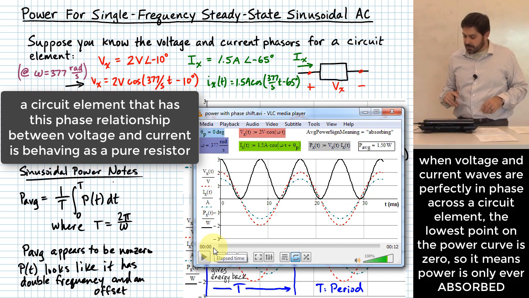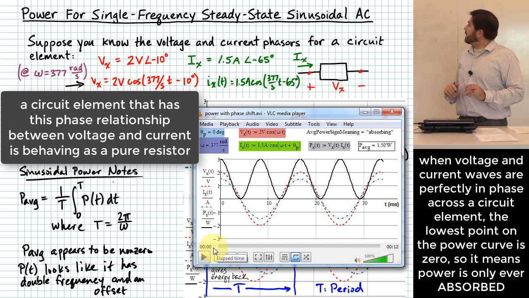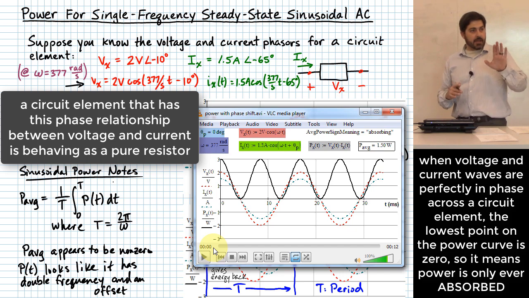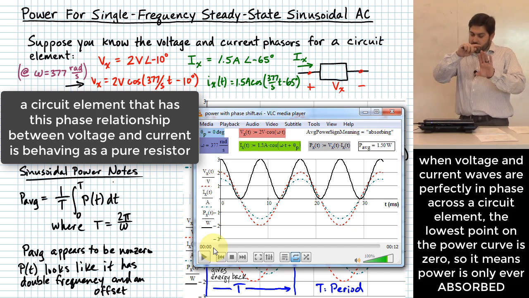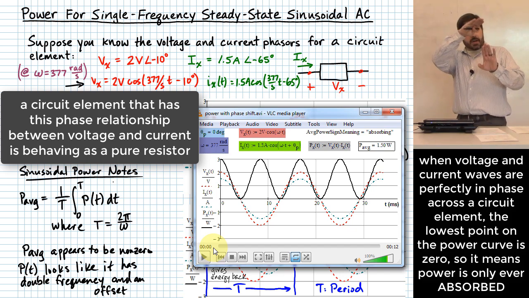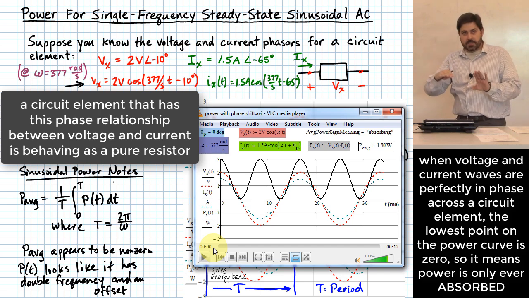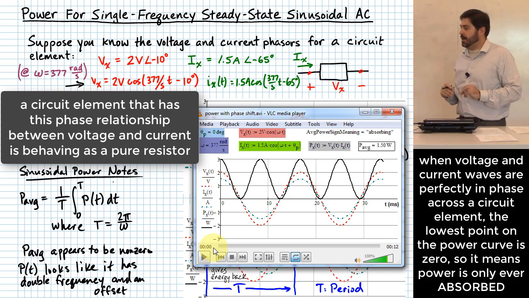They're perfectly in phase. What happens to that wave? Okay, what happens is that it's going to have a certain amount of power absorbed. It'll go down to 0, then it'll go back up to a certain amount of power being absorbed, and it'll do that over a long period of time.